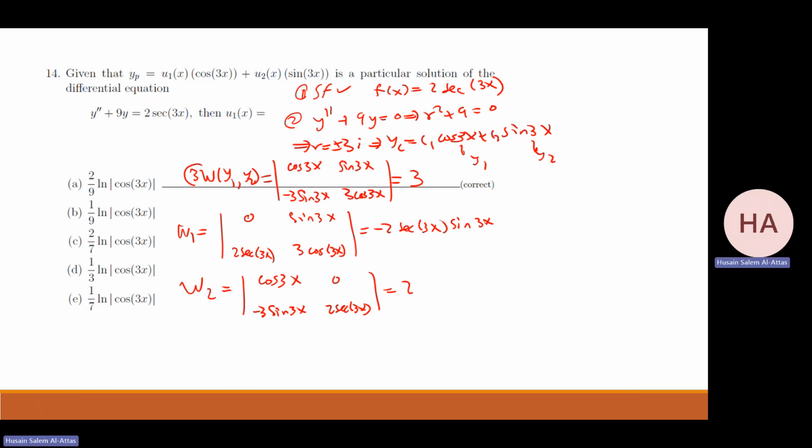Yeah, he wants the coefficient of cosine. So he wants only u1 prime. Sometimes it seems good to find all. Okay, so I have the fourth step. U1 prime is w1 over w. I need to do some calculation here. Minus 2 sine 3x over cosine 3x over 3. Okay. So u1 will be minus 2 over 3 times the integral of this.